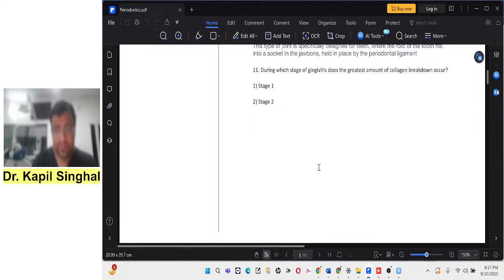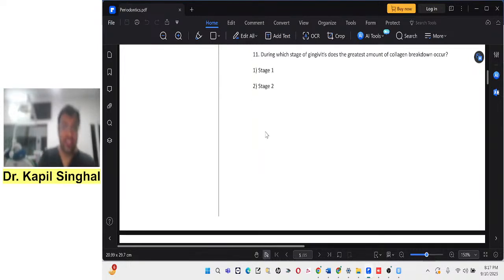Okay, next question. During which stage of gingivitis does the greatest amount of collagen breakdown occur? Can you tell me the answer for this? There are 4 stages of gingivitis. We all know this: stage 1, stage 2, stage 3, stage 4. So out of all the 4 stages, which has the maximum amount of collagen breakdown? Which stage? Anyone?